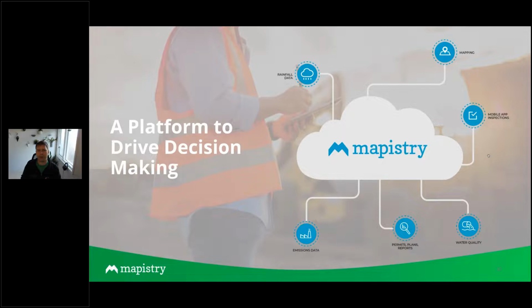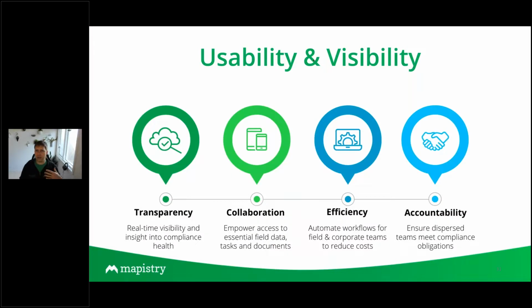It's a comprehensive platform that pulls all these different pieces together, because ultimately our goal is how do we give you visibility, make it really easy, like an inspection app, for folks on the ground to hit these key points. And this is why a lot of folks use Mapistry, is like, how can I have accountability, drive that accountability, but also how can I collaborate, give the documents to the person on the ground, have some transparency into the compliance health of my stormwater program.